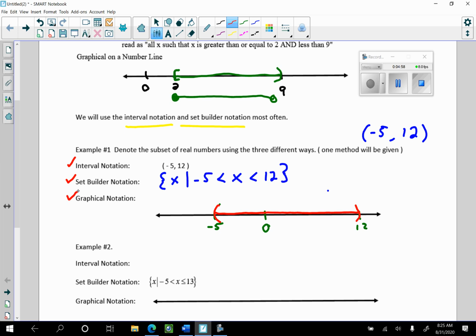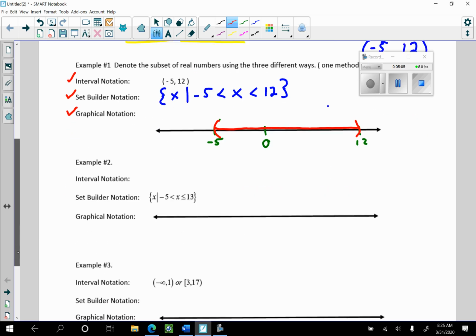Okay, example number 2. I have given you the set builder notation, and I want the interval notation and the graphical representation. So what do I have? I want the x's. This says all x such that x is greater than -5 and less than or equal to 13. When we have this compound, that means an and. So let's go interval notation. The interval notation for this rascal would be parentheses -5, comma, 13 bracket.